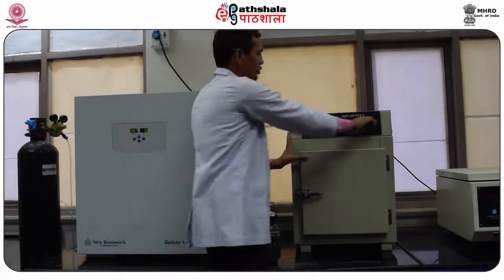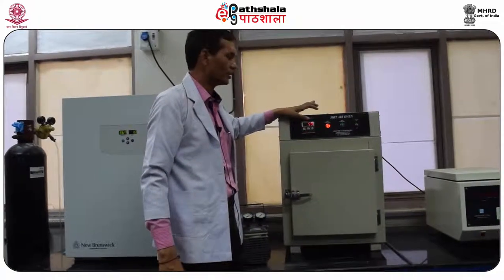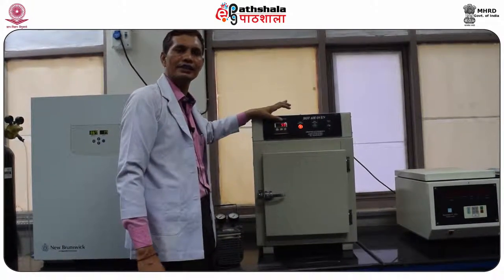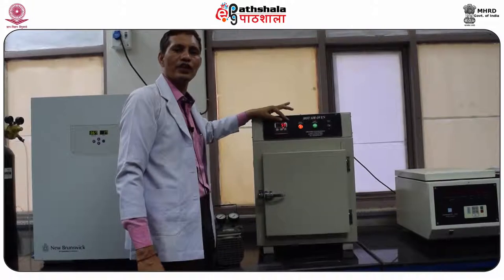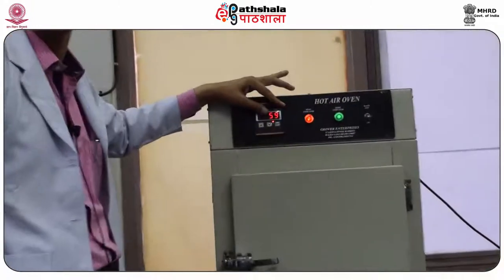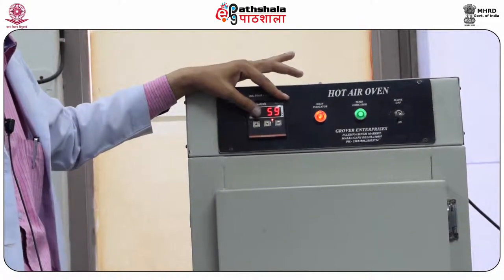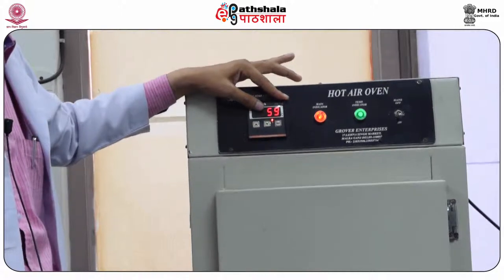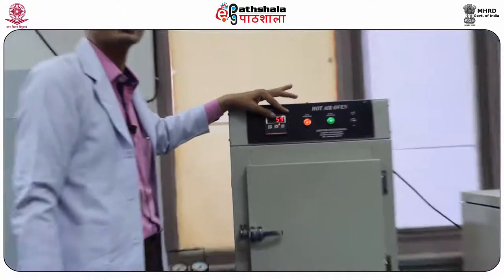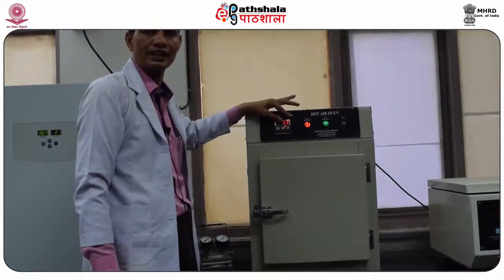It provides the uniform temperature, or the required temperature, for sterilizing the glassware. Generally 170 degrees Celsius for 3 to 5 hours is required for complete sterilization of the glassware, because sterility is one of the basic components of animal cell culture technology. You cannot perform animal cell culture without sterilized glassware.